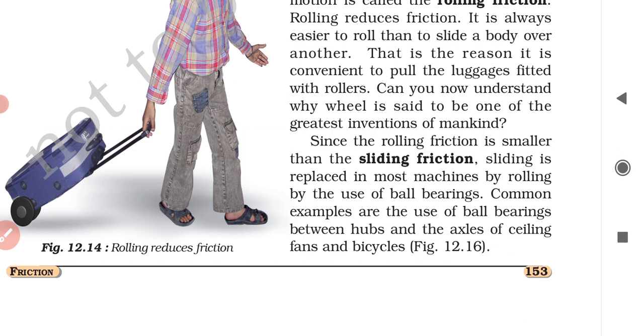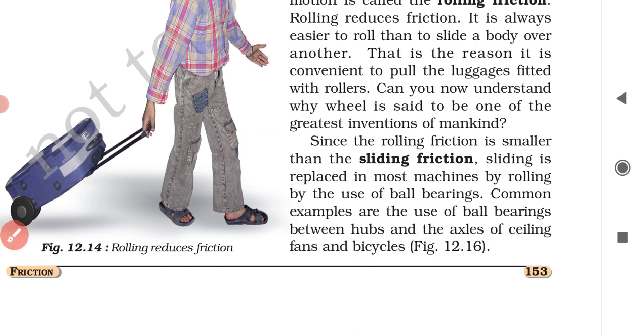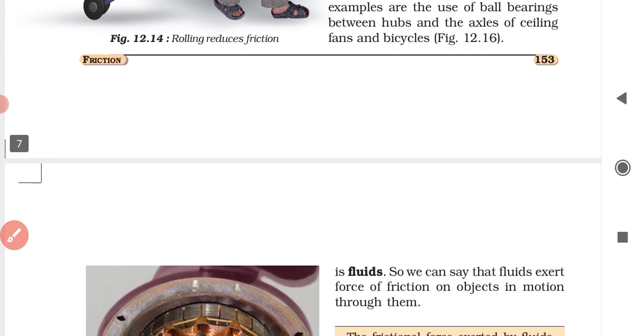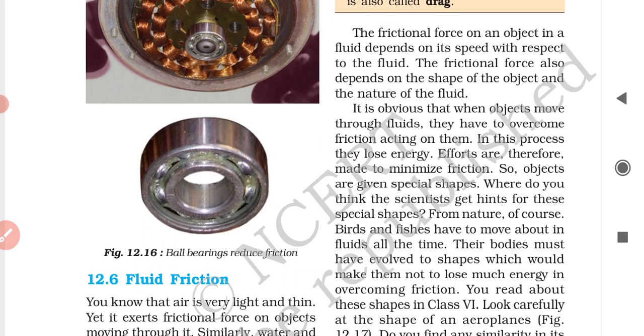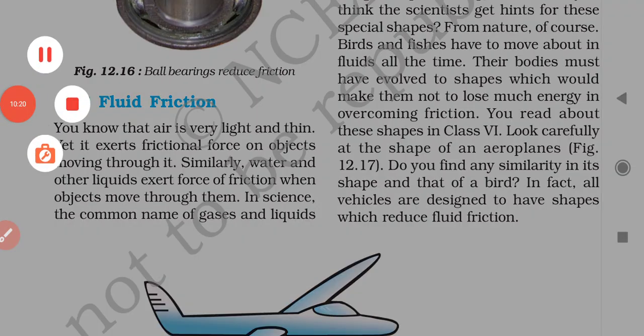So in most machines, sliding is replaced by the use of ball bearings. Common examples of the use of ball bearings are between the hubs and axles of ceiling fans and bicycles, where you can observe the ball bearings. Clear? So these ball bearings also reduce friction.